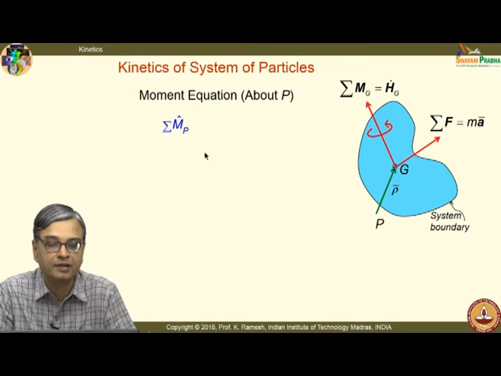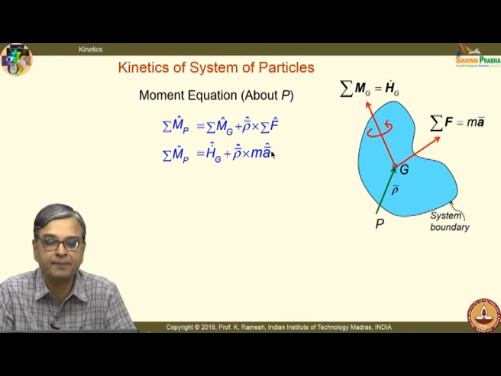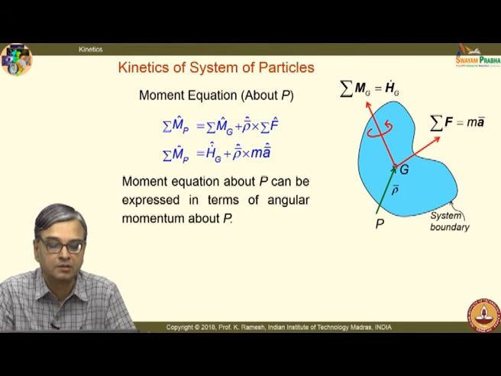I also have a moment M_G, that is equal to rate of change of angular momentum about G. So, I have moment about point P equal to moment about point G plus rho bar cross F. So, this is nothing but M_P equal to h dot plus rho bar cross m a bar. And we would also rewrite it in multiple different ways, which can be used later for simplification.